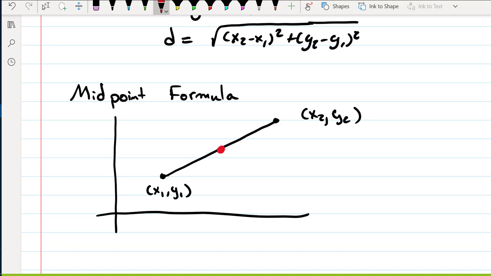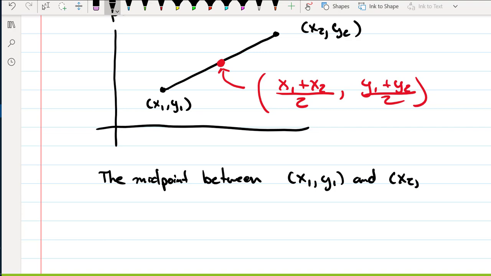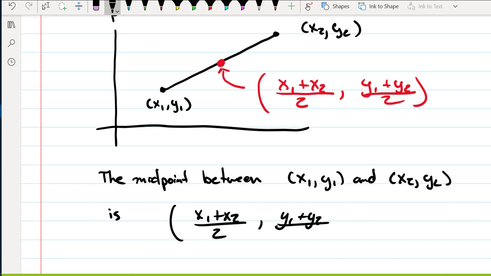So using that same thing, to find our midpoint then, we would have x1 plus x2 divided by 2 and y1 plus y2 divided by 2. So the midpoint between x1, y1 and x2, y2 is x1 plus x2 over 2, comma, y1 plus y2 over 2.